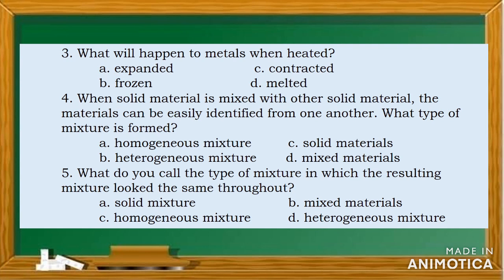Number 3. What will happen to metal when heated? A. Expanded. B. Frozen. C. Contracted. D. Melted. Choose the correct answer. Number 4. When solid material is mixed with other solid material, the materials can be easily identified from one another. What type of mixture is formed? A. Homogeneous mixture. B. Heterogeneous mixture. C. Solid materials. D. Mixed materials. Choose the best answer. Number 5. What do you call the type of mixture in which the resulting mixture looks the same throughout? A. Solid mixture. B. Mixed materials. C. Homogeneous mixture. D. Heterogeneous mixture. Choose the correct answer.